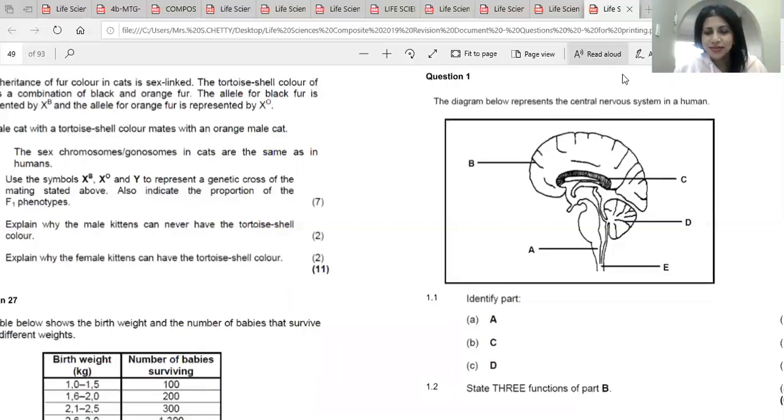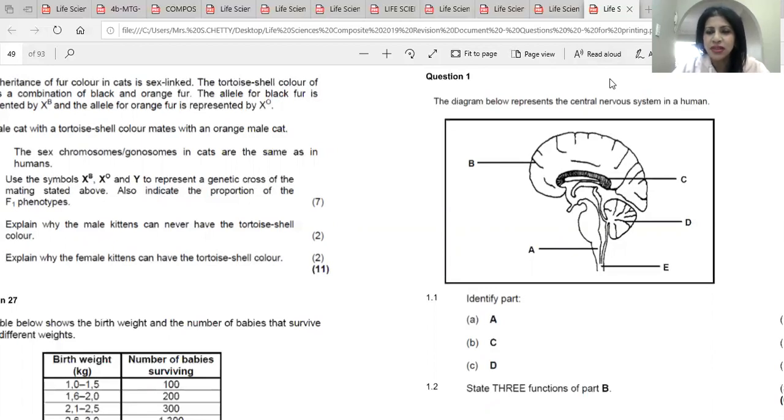G'day children. Today we're looking at nervous coordination, and it is not as difficult a section as genetics is. Remember, genetics has many procedures to be followed, and you have to recognize whether it's a complete dominant cross, incomplete, etc. We will now be looking at question papers, and via the question papers we'll be dealing with some theory.